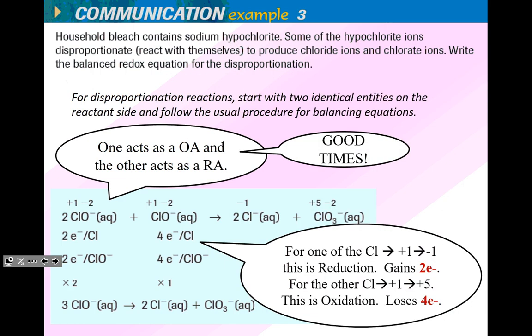All right, here's another example that I'm going to go through fairly quickly. Household bleach contains sodium hypochlorite. Some of the hypochlorite ions disproportionate, react with themselves. So they act as SOAs and SRAs to produce chloride ions and chlorate ions. Write the balanced redox equation for this disproportionation.